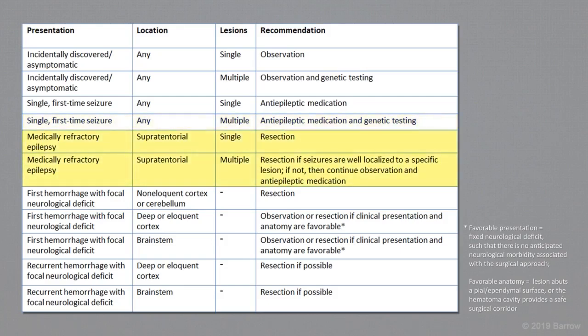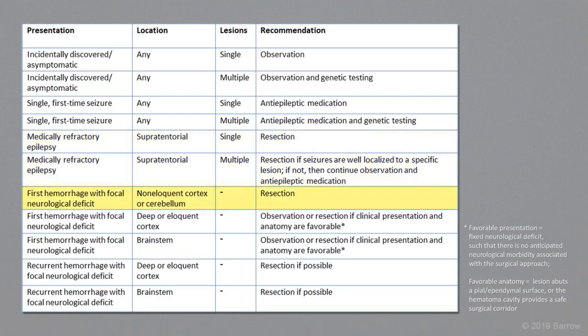However, if a patient presents with a supratentorial cavernous malformation and medically refractory epilepsy, resection may be indicated. If a patient has a single lesion that can be identified as the source of the cortical irritation and associated seizures, surgical resection may be recommended.